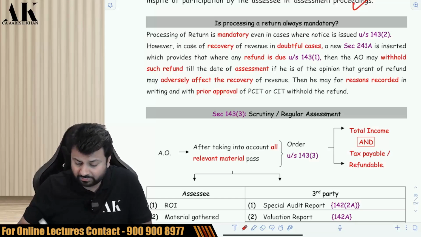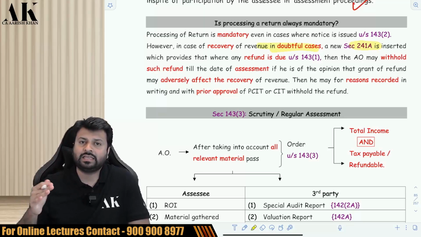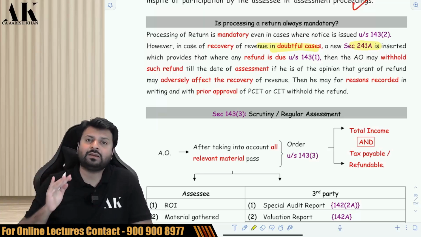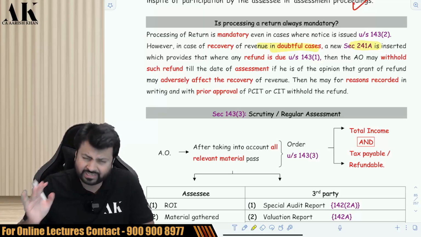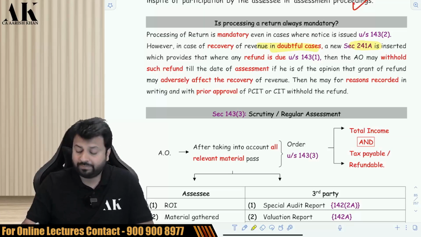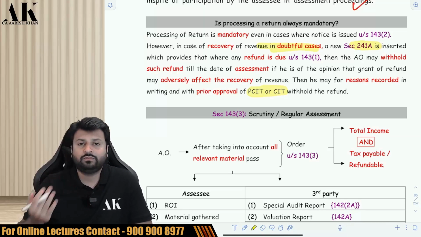So in doubtful cases, the law says, as per section 241A, that where the AO feels that giving the refund and then getting back the money in the form of demand payable later on will be detrimental, will be a very tedious task for the government, the AO can withhold the refund till the date of assessment with the prior approval of what? Principal Chief Commissioner or Commissioner of Income Tax, with the reasons recorded.